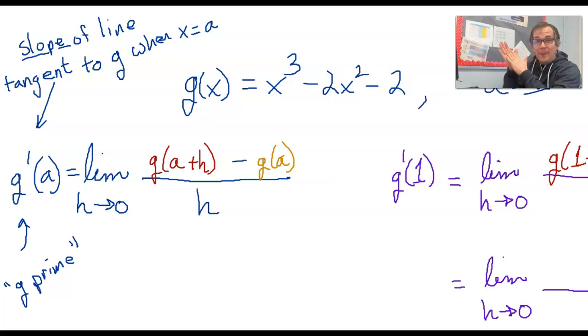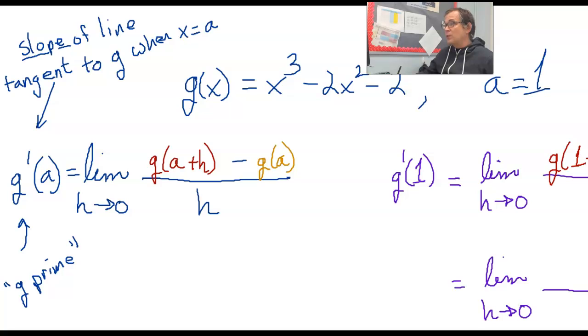Hey friends, the main purpose of this video is to show you how I want you to use WolframAlpha to get through the notes. But as a quick recap, I'm doing one of the problems straight off of your homework. This is the function that we're looking at. The value we're looking at is going to be a equal to 1, and I want to find the slope of the line tangent to this graph when we're at 1.